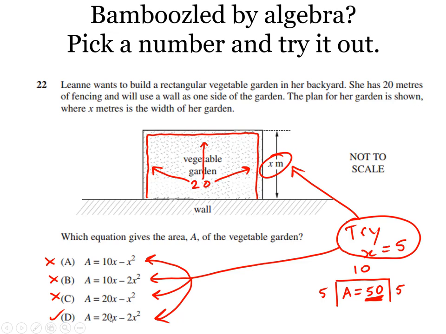I'm aiming for 50. I think you'll find, press pause if you like, that D is the only one which gives me the answer I'm looking for, which is the area of 50. Not a bad little trick sometimes. This particular question had a very low success rate. I think it was something like 22% of the students got it correct. That figure would have been higher if everybody guessed or everybody knew this trick.